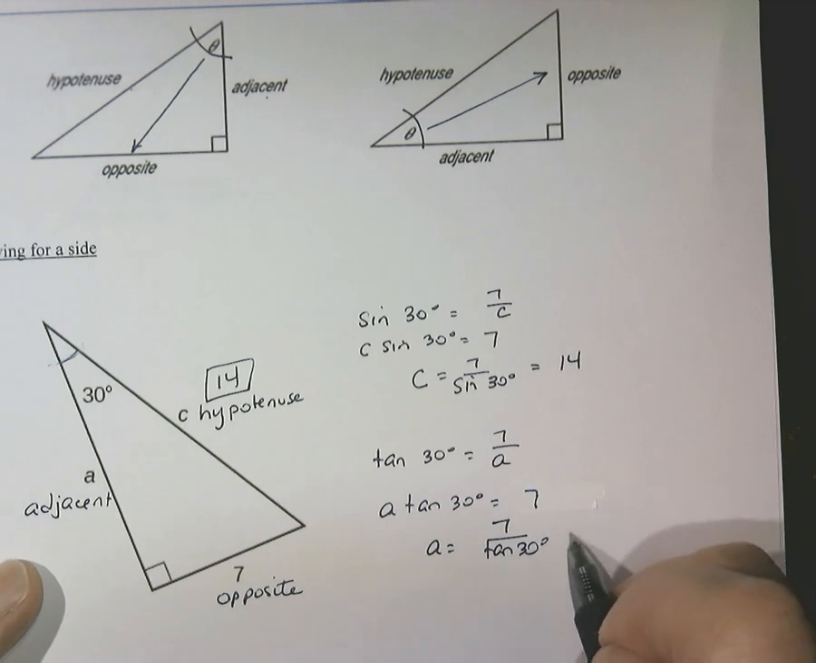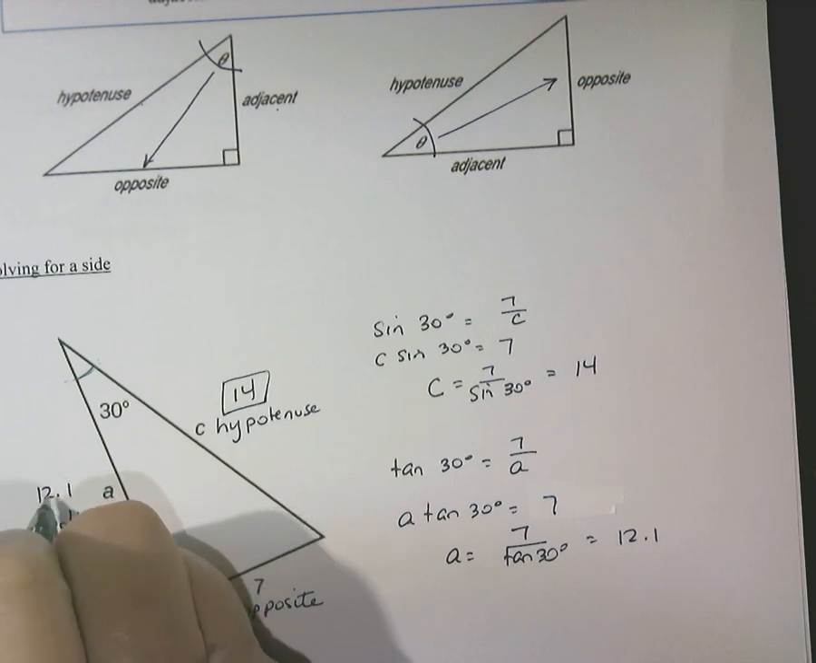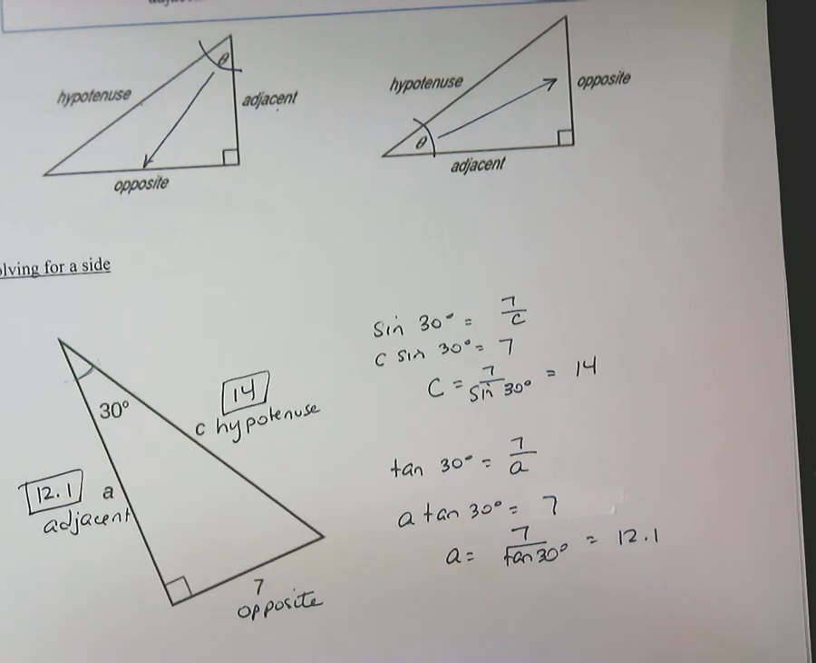Type that in the calculator and I get 12.1. So I get my adjacent side is 12.1. And just as a rule of thumb, I most of the time just go to one decimal place. When it comes to quizzes and tests, I will tell you what I want you to round to.